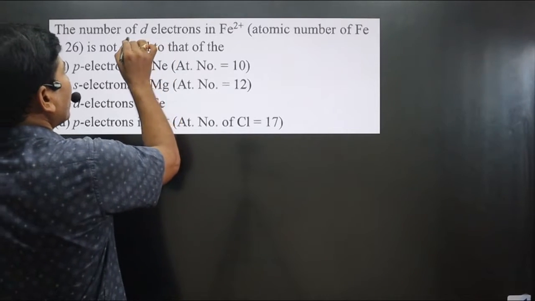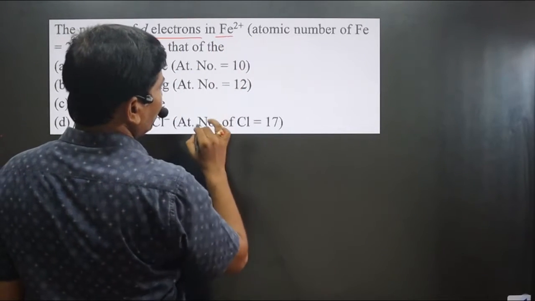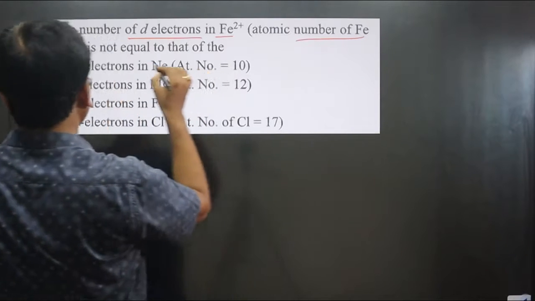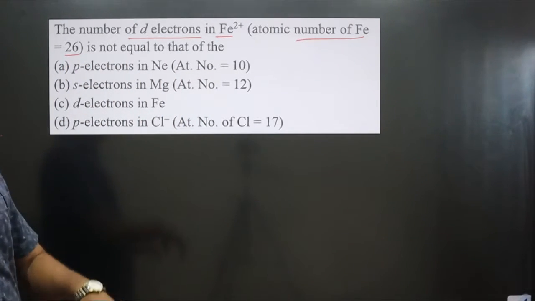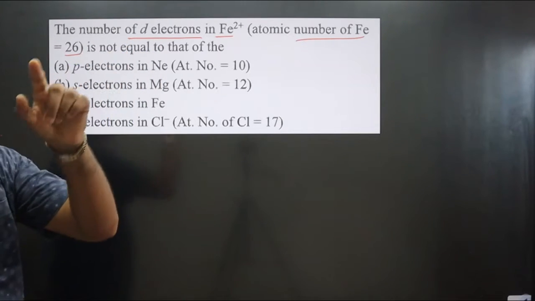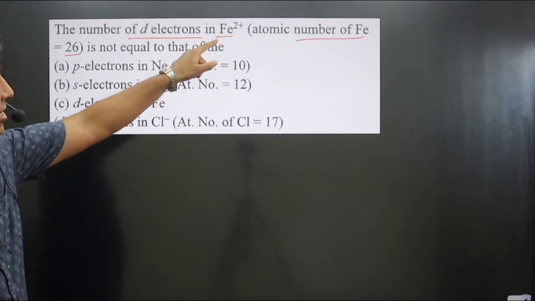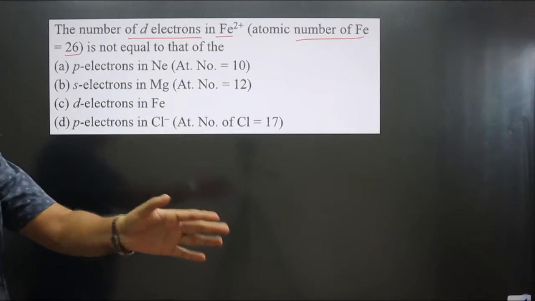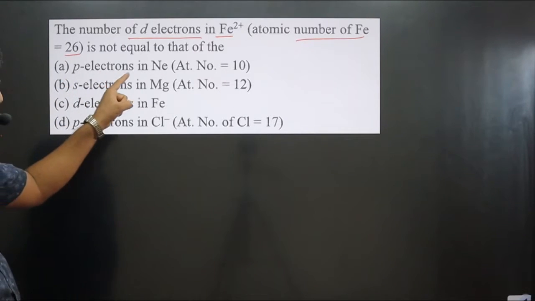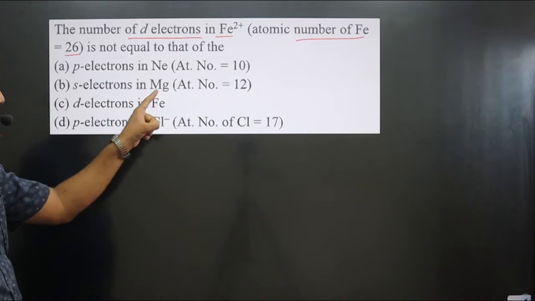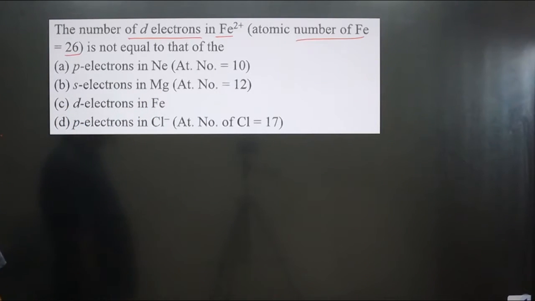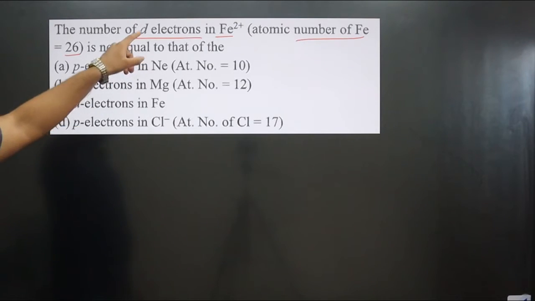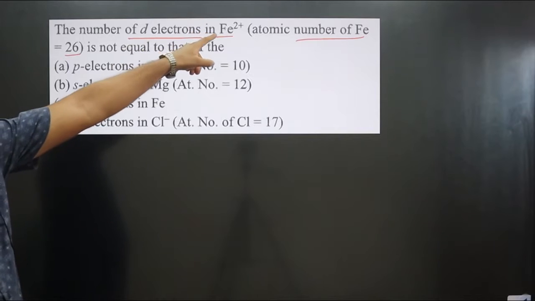The question says the number of d electrons in Fe2+ (atomic number of iron is given, that is 26) is not equal to that of... means we have to compare the number of d electrons of Fe2+ with the orbital of other elements. You can see p electrons in neon, s electrons in magnesium, d electrons in Fe, and p electrons in chloride ion.